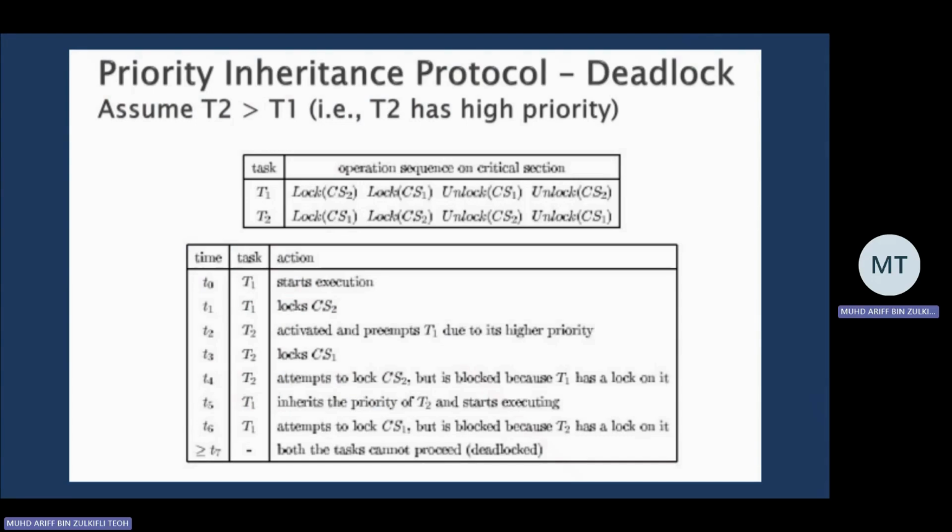Like in this situation here, we have a task operation sequence on critical sections. As you can see, this is the time, task, and action. Right here, T1 starts execution. T1 locks CS2. After that, T2 was activated and preempts T1 due to its higher priority. T2 locks CS1, then attempts to lock CS2, but it's blocked because, as you can see, T1 has the lock on it already.